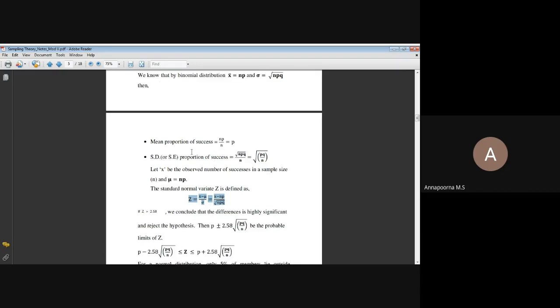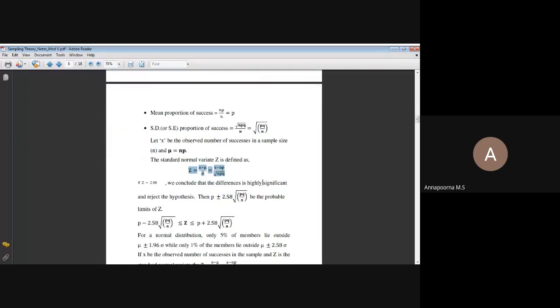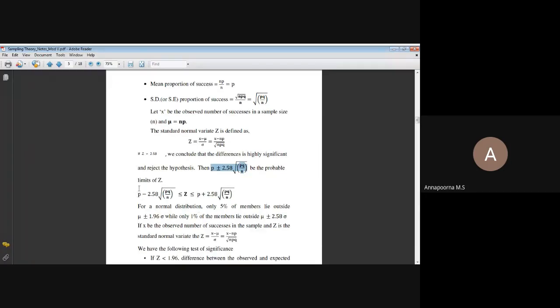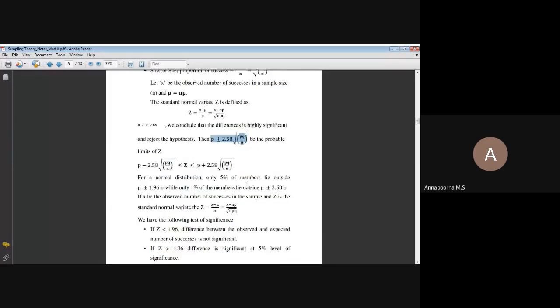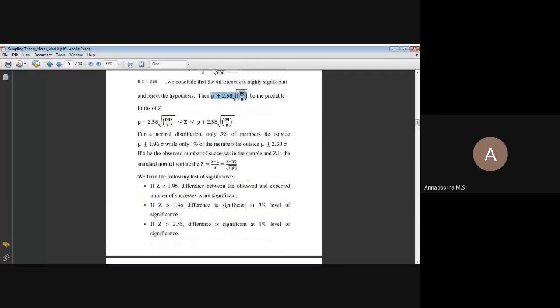If you find the mean proportion of success and the standard deviation of the proportion of success, that will give you np divided by n, which is p, and root of npq divided by n, which is equal to root of pq divided by n. So these are called the probable limits for z. See, these are the conclusions.